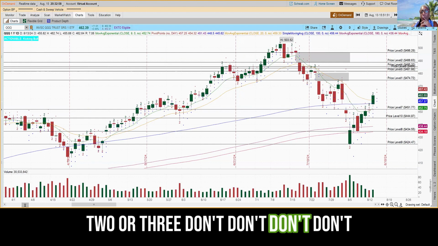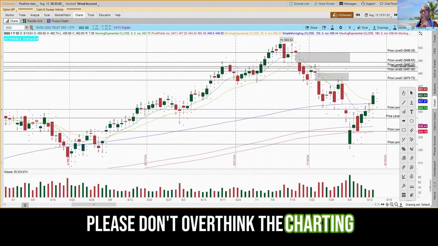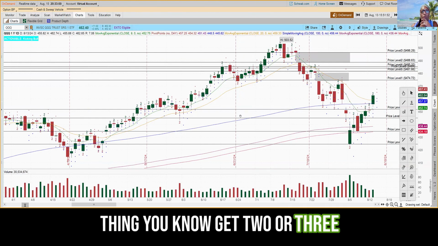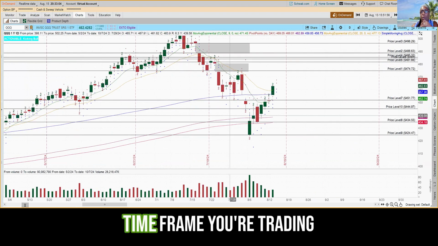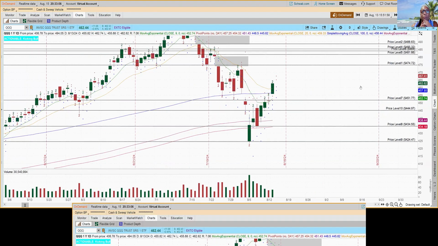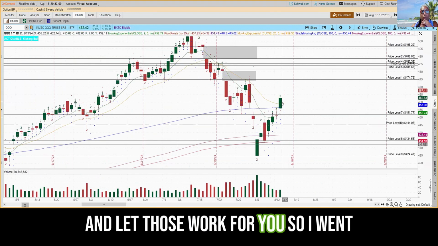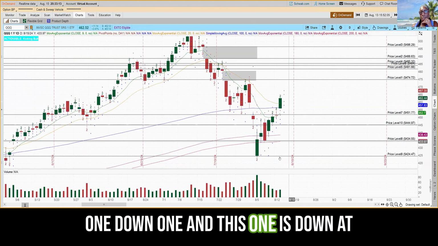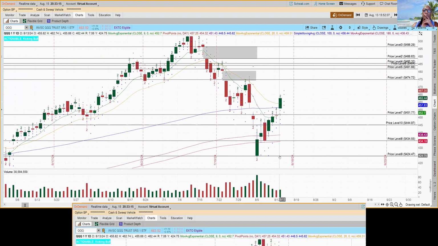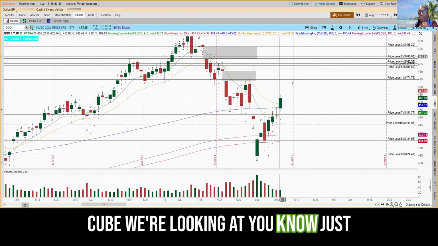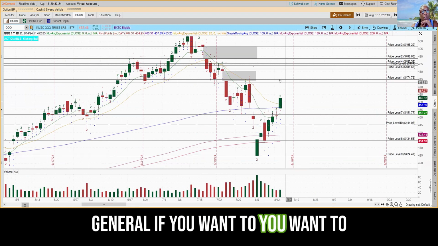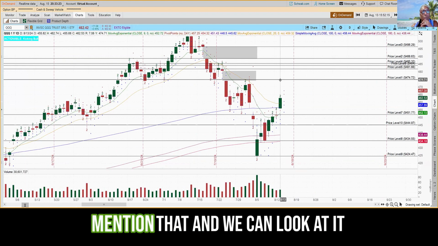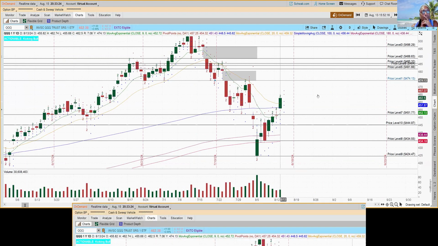Please don't overthink the charting thing. Get 2 or 3 good ones, again, depending on what time frame you're trading, and let those work for you. So I went from current price, down 1, down 1, down 1, and this one's down at 424. This is QQQ we're looking at, just general. If you want to look at a certain stock, you can mention that and we can look at it.